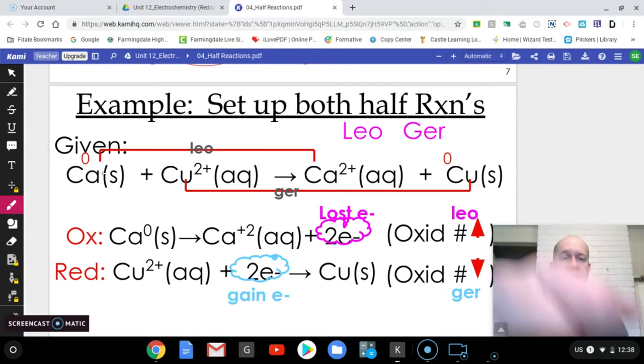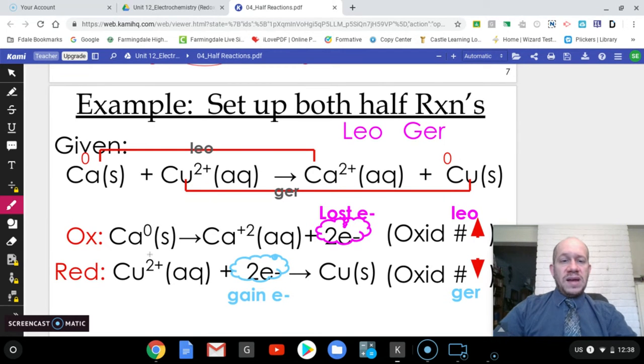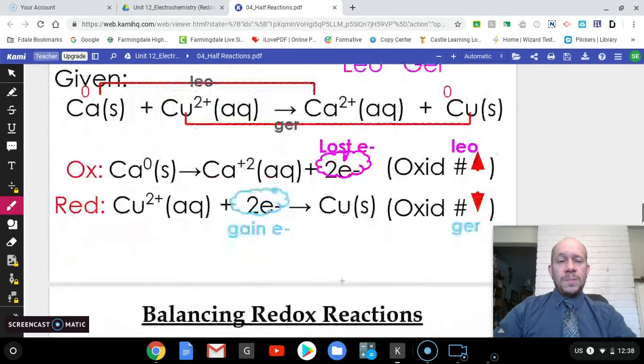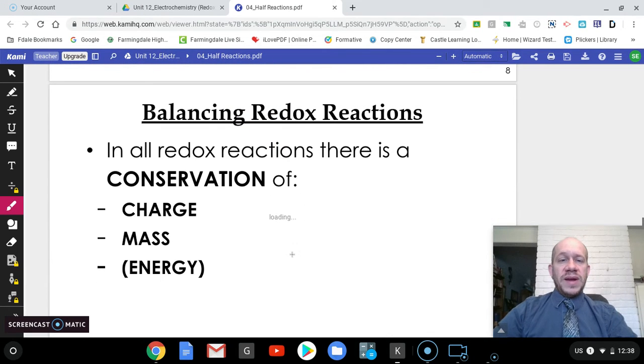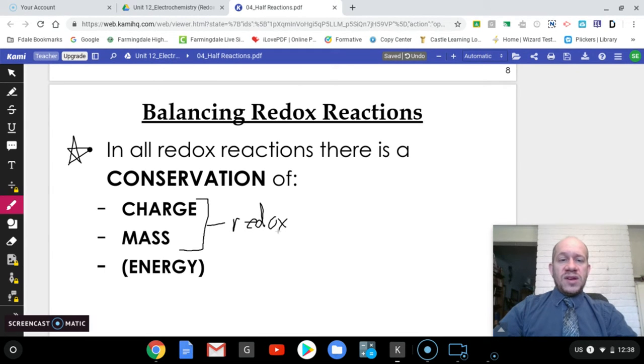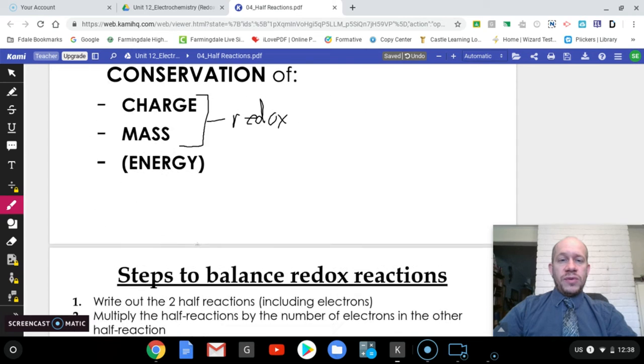Therefore, I'll pull out my brackets. So my oxidation is the calcium with the calcium ion and the 2 electrons lost. And the reduction is the copper gaining 2 electrons and becoming reduced. So to balance the redox reactions, recall that in all redox reactions, there is a conservation of charge and mass. In all reactions, there's a conservation of charge, mass, and energy. But for redox purposes, we'll focus on these 2. But all reactions have a conservation of all 3 things.